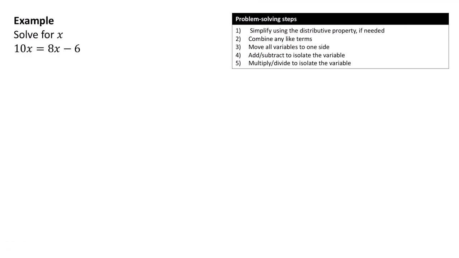Remember, I have a variable on both sides, so I need to use my mnemonic, "don't call me after midnight." I don't have any parentheses, so I don't need to distribute. I don't have like terms on either side, so I'm going to skip that step. But now what I'm going to do is move all my variables to one side. The convention is usually to have your variables on the left. If you want, you can move them to the right, but I would rather move my variables to the left. So I'm going to move my 8x, and remember I can do that by subtracting 8x from both sides.